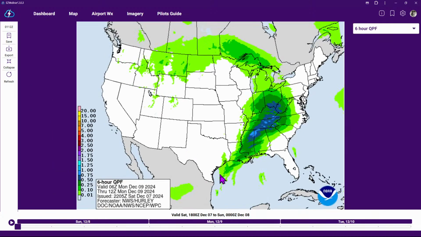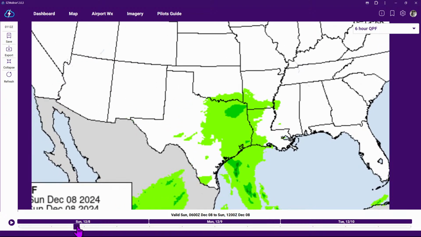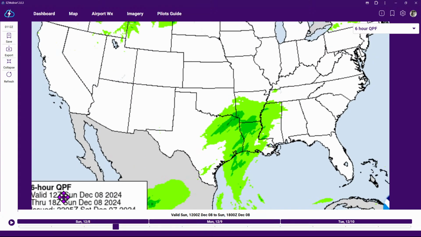We look at the 6-hour QPF. This tells us essentially how much precipitation we expect to fall here. If we move this till we get to our time frame here, this is from 12Z to 18Z on Sunday, so this is the 6 hours prior to our departure. Again, you can see the possibility of some heavy precipitation moving through that area. Again, our route is really down through this region. We saw in that forecast radar depiction that a lot of that was moving from the southwest up to the northeast with time.